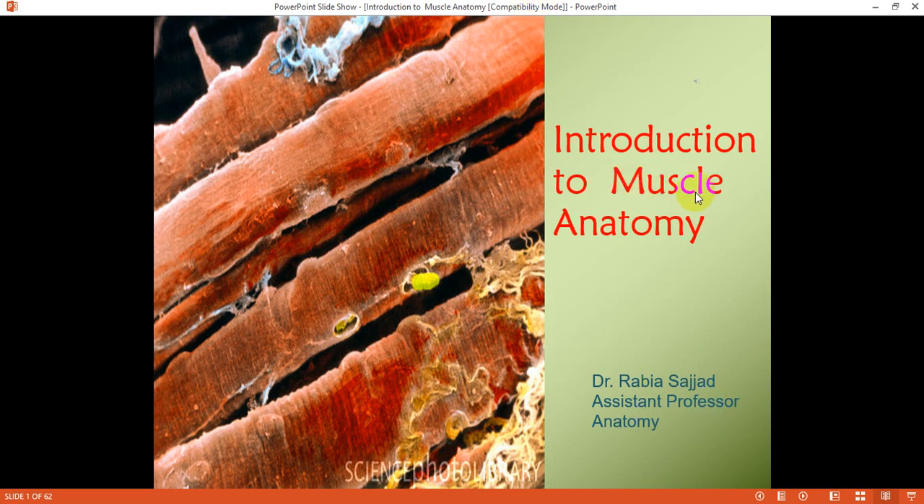of muscle. I've divided this section in two parts. Initially, I'm going to discuss the introduction and structure of muscles, and then the general classification of muscles. In the next section, we'll discuss the details of skeletal muscles and their classification.